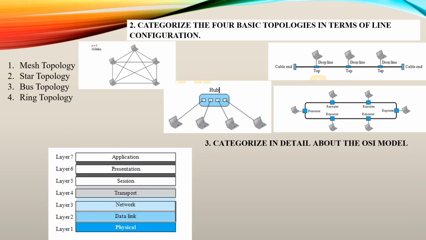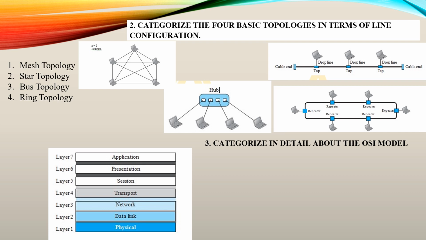Moving on to the second question, categorize the four basic topologies in terms of line configuration. Yes, there are four basic topologies: mesh, star, bus and ring. We must know that ring topology is in the form of a ring. The complete network is connected in the ring, and you can explain, this is a diagram for the ring topology, and the source can connect to the destination in either way. If this line gets disconnected or there is any fault, all the data can be transferred to the other ring network. So this is how ring network works.